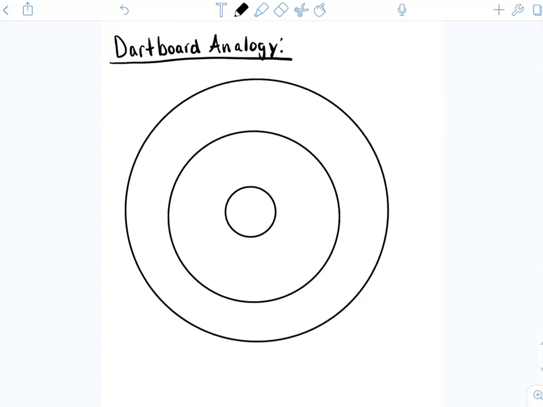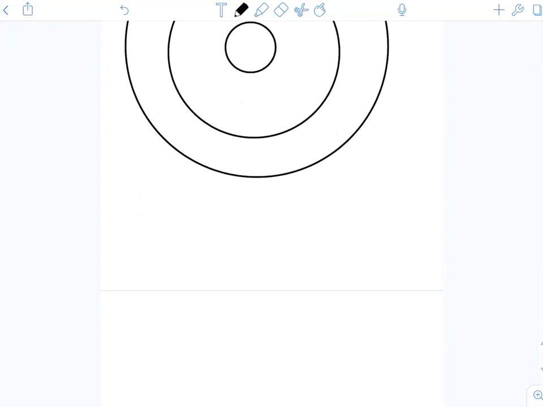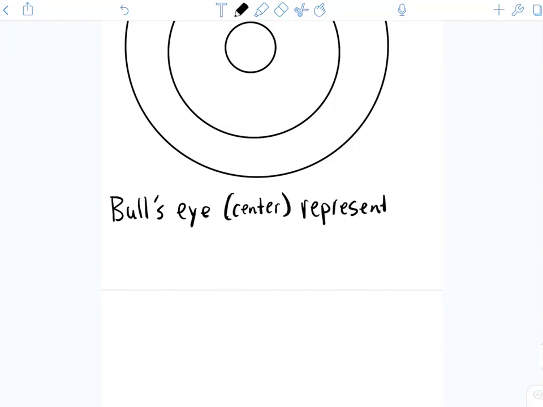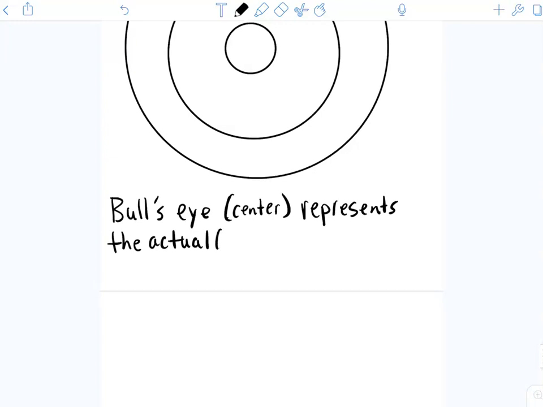Okay, so again, we know that the center is the bullseye. And typically, the bullseye is going to represent the actual or accepted value of what you are measuring. So just remember, bullseye, the center. The reason we can say that is because that's our goal, right? We're all trying to hit that bullseye. So that is going to be our accepted value.